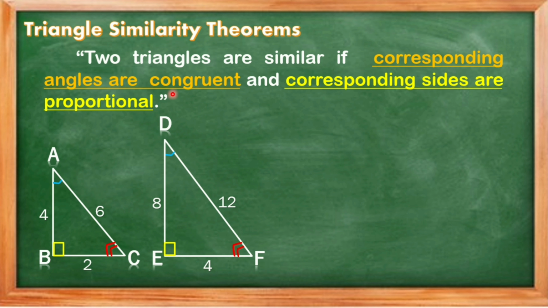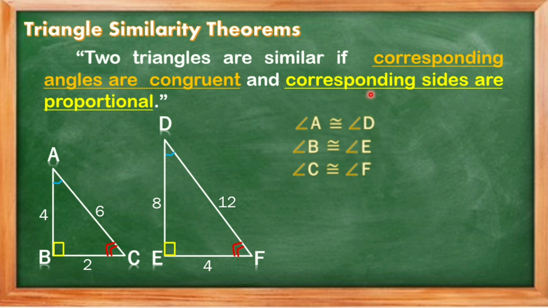So, sabi sa definition, corresponding angles are congruent. So, alin kaya dito sa figure na ito ang mga corresponding angles? Okay, so itong angle A corresponds to angle D. So, kapag isinulat natin yan, ganyan siya. Angle A corresponds to angle D. Another pair, we have angle B corresponds to angle E. And then, angle C corresponds to angle F. At dahil sabi sa definition natin, corresponding angles are congruent, ibig sabihin, pwede na natin palitan ang symbol na ito ng congruent symbol. So, yan ang ibig sabihin sa first condition natin.